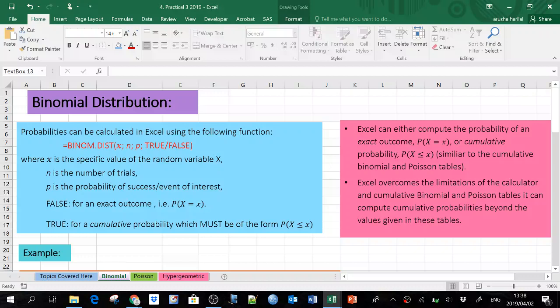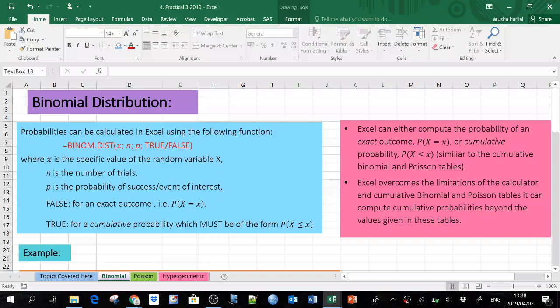Very often you will find that you will be given a sample size of maybe 400 or 200, and we do not have tables that extend that far. So let's look at what the binomial function looks like. Firstly, we have to type in equals binom.dist, and these are the following arguments. X represents a specific value of a random variable. Your n and your p are your parameters, and true and false will now indicate whether you are to calculate an exact or a cumulative.